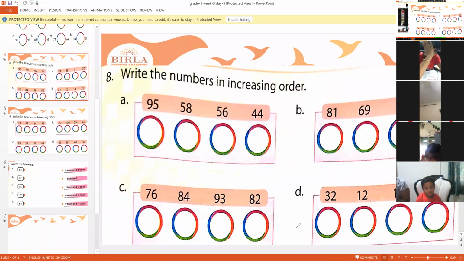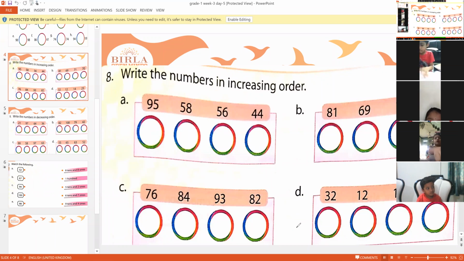If the numbers in tens place are different, fine, you can compare them easily. But in case the numbers in tens place are the same, you will move to the number in ones place, and then you will compare the numbers in ones place, and decide which number is greater or which number is smaller. Okay. I have told you this earlier also. Again, I'll give you one example.